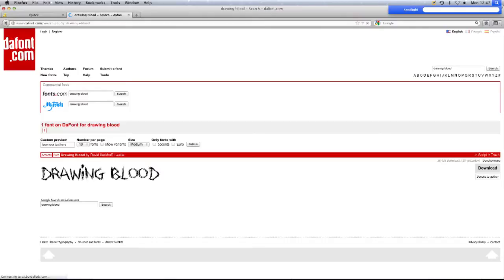For the font of our titles, we chose Daubed and Drawing Blood for the main title, both from the free font website, dafont.com. We chose these specifically because they had a scratch look to them, which reflects the main theme of our film and is conventional of the thriller genre.